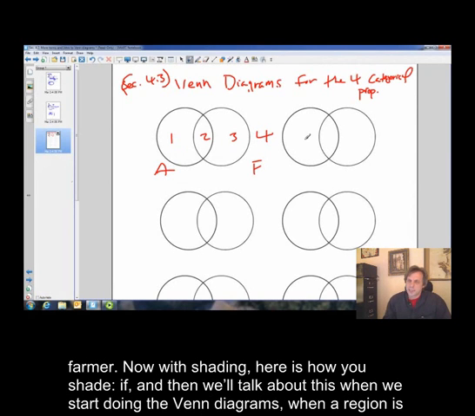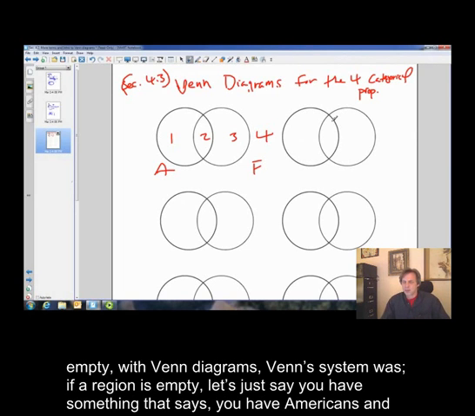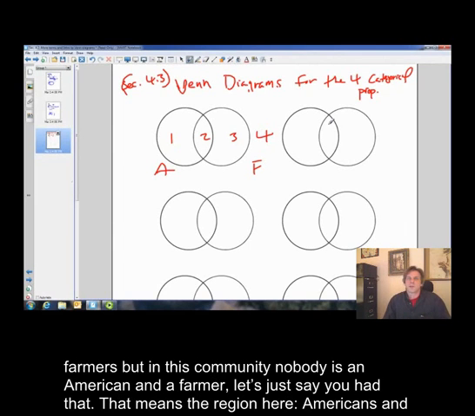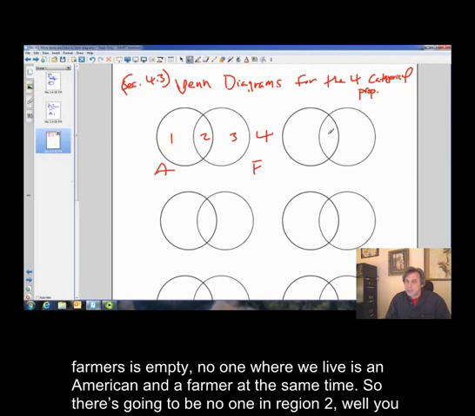Okay, now with shading, here's how you shade. We'll talk about this more when we start doing the Venn diagrams. With Venn diagrams, Venn's system was that when a region is empty, you shade it. Let's just say you have Americans and farmers, but in this community, nobody is an American and a farmer. That means the region here, Americans and farmers, is empty, right? No one where we live is an American and a farmer at the same time. So there's going to be no one in region 2.